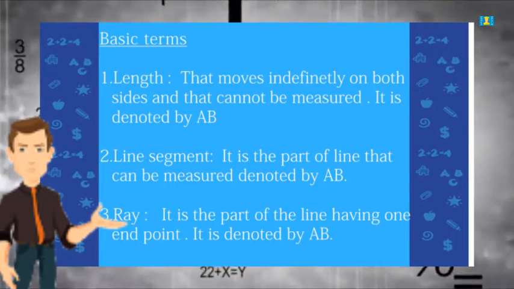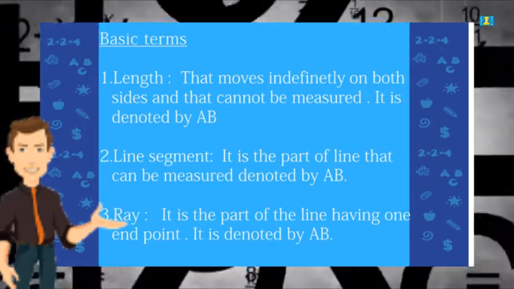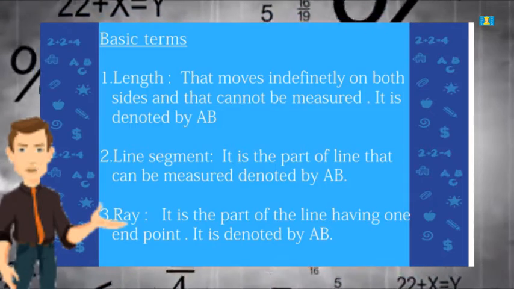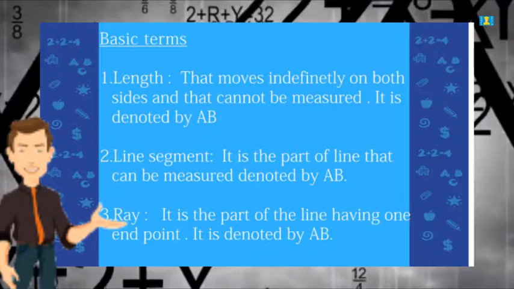Then what is a line segment? A line segment is the part of a line that can be measured, denoted by AB. Then what is a ray? It is the part of a line having one endpoint. It is denoted by AB.